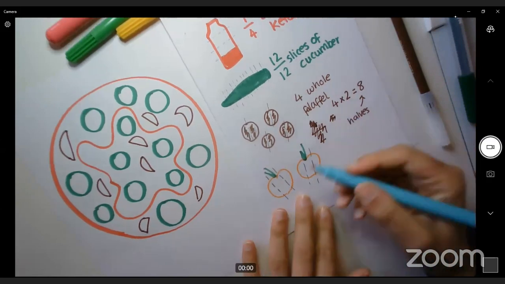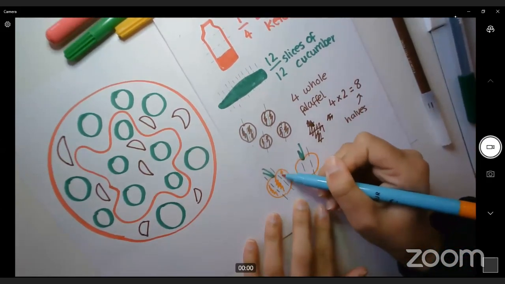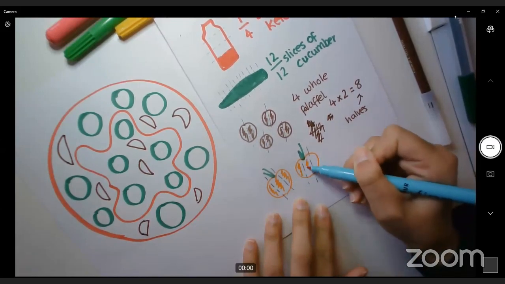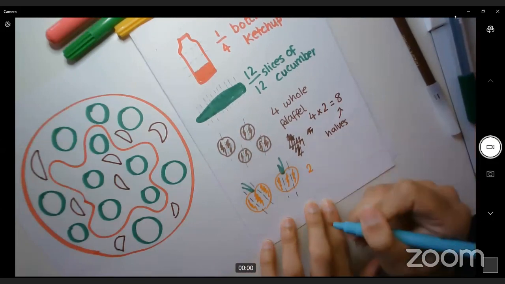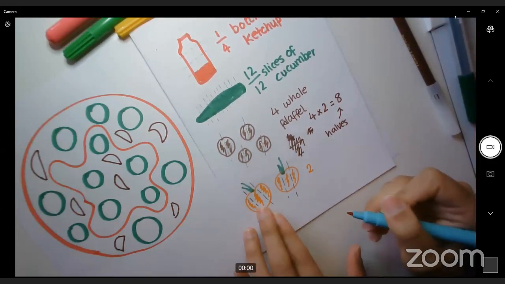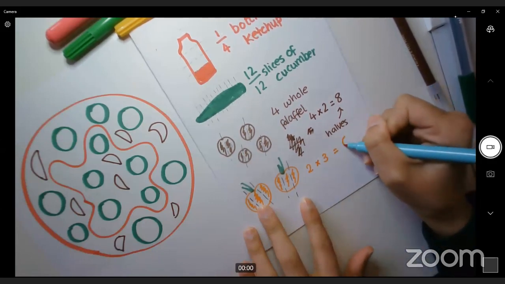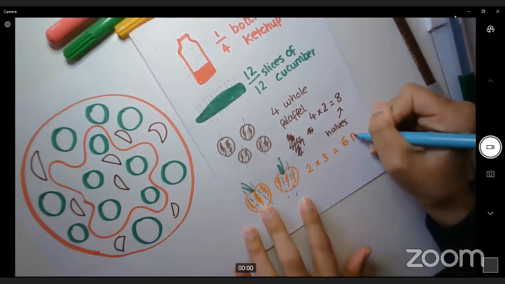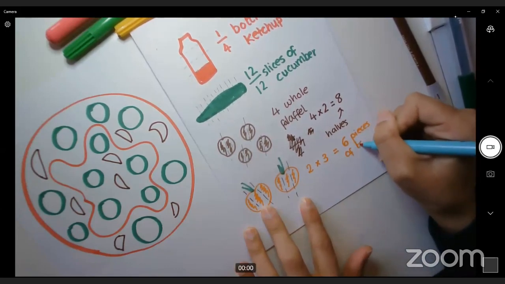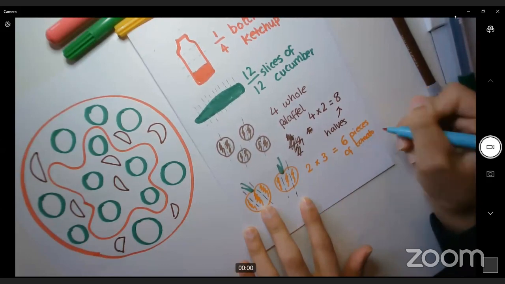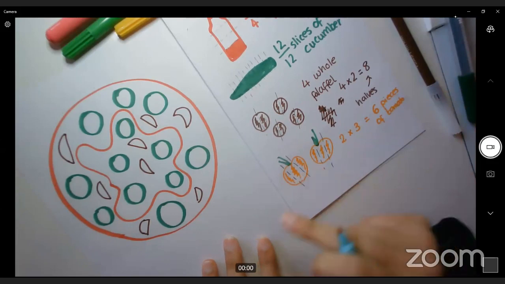So I'm going to slice this up into 3 pieces. So I've got 1, 2, 3 bits of tomato here. 1, 2, 3 bits here. So what I've done here is I've taken 2 tomatoes and I've sliced them up into 3 pieces each. So I've multiplied that by 3. So I've actually got 6 pieces of tomato. Okay, I'm going to come back to this in a second. So we've got 6 pieces of tomato and they're a third of a tomato each.